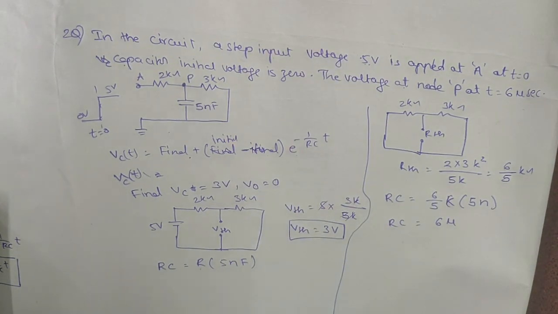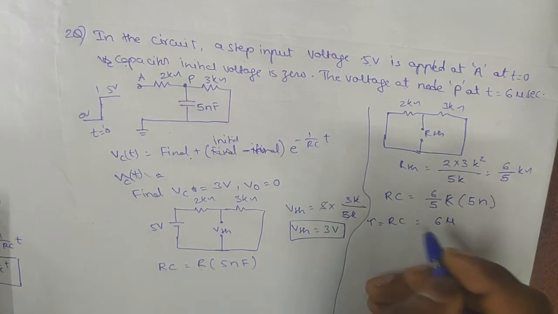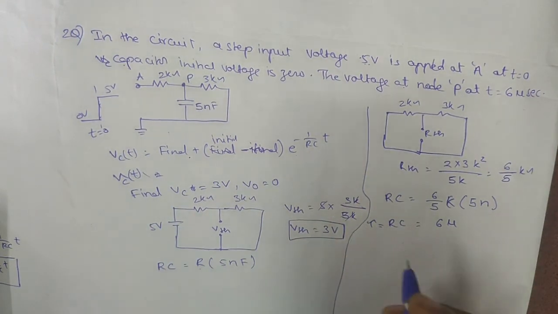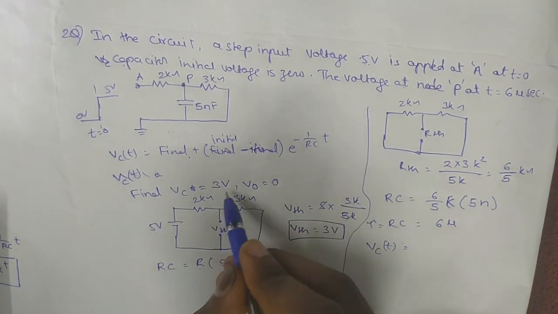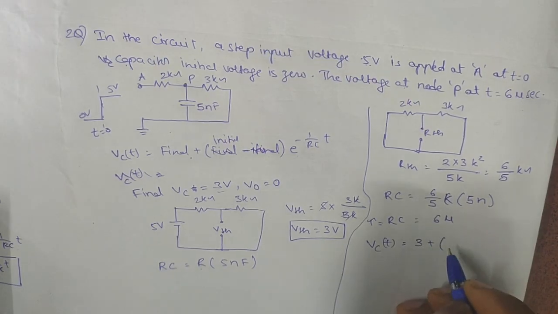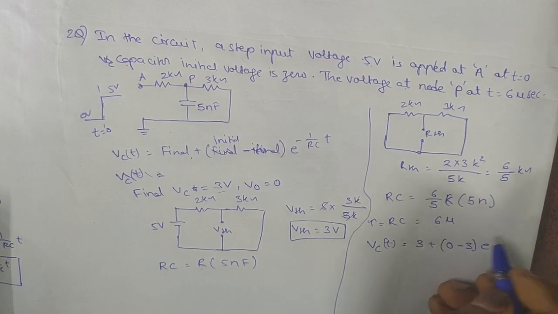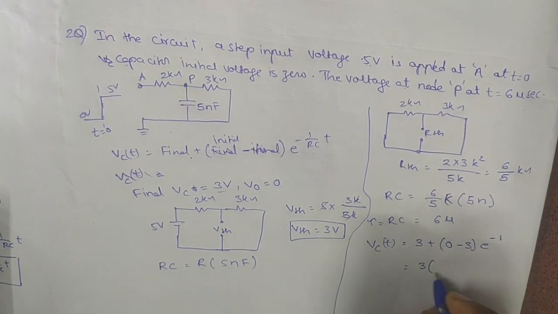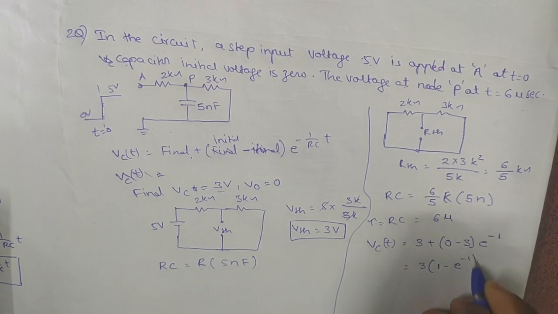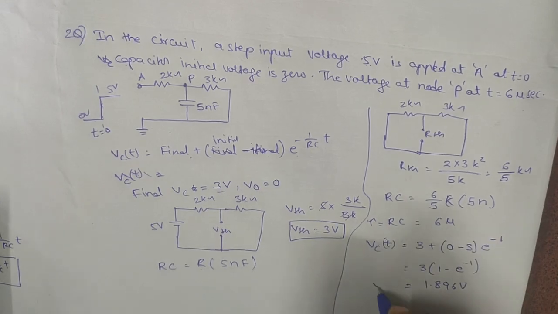RC value will be 6 microseconds. Now they are asking at 6 microseconds, so I think this is the first time constant. What is the value of VC? VC of T will be the final value we got, 3 volts, plus initial value 0 minus final value 3, e power minus 1, as it is the first time constant. So 3 is taken as common, 1 minus e power minus 1. So the value will be 1.896 volts.